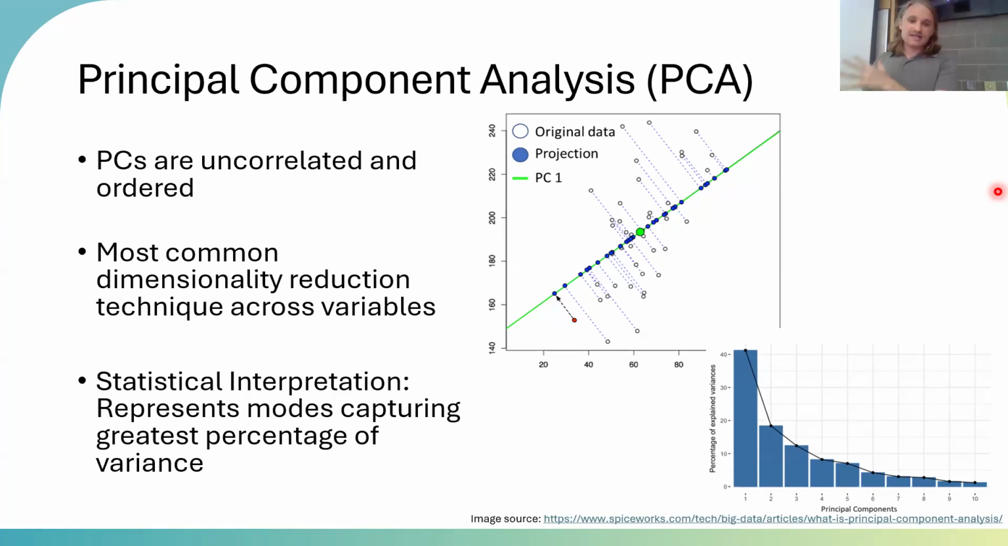And then once again, as a statistical interpretation, this is going to be representing really the modes capturing the greatest percentage of variance. So usually you'll see some sort of pattern where some small number captures a very large percentage of the variance, because many systems, physical and of the data that we encounter, really don't need all dimensions or even a large number of dimensions to really understand what the dominating variance is captured by.